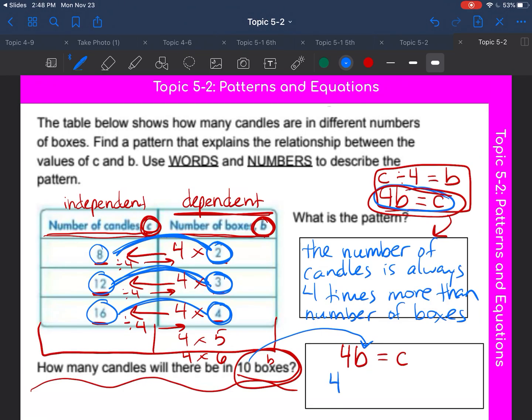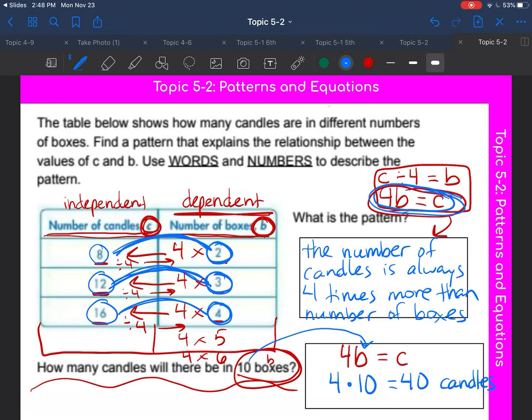We're multiplying. So it's 4 times 10, which would give us 40 total candles. All right, so that's really all you're doing today. You're trying to identify the pattern and come up with the equation that goes with that pattern.